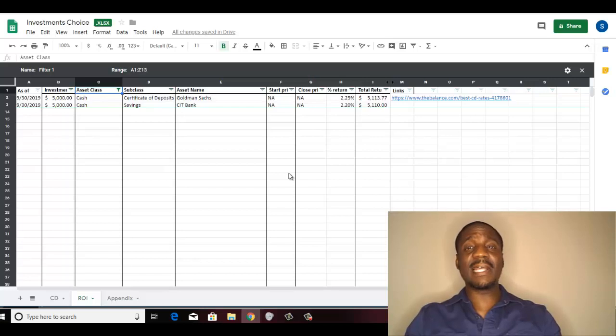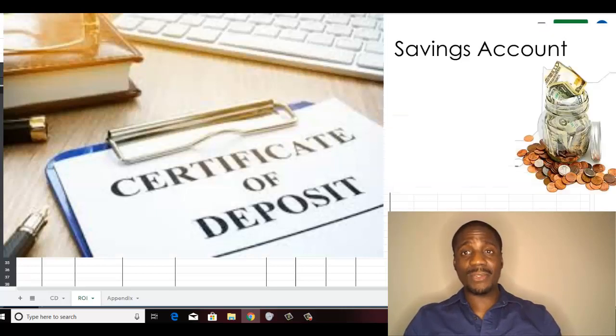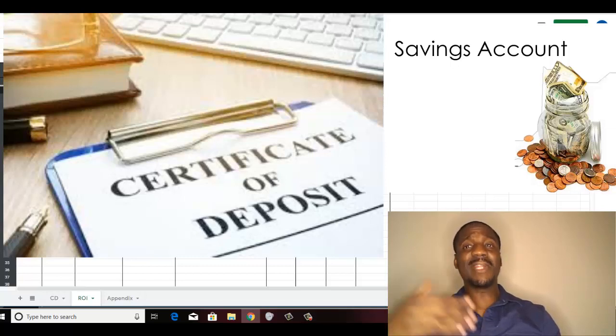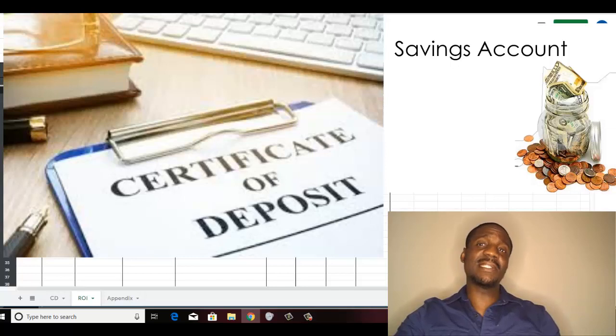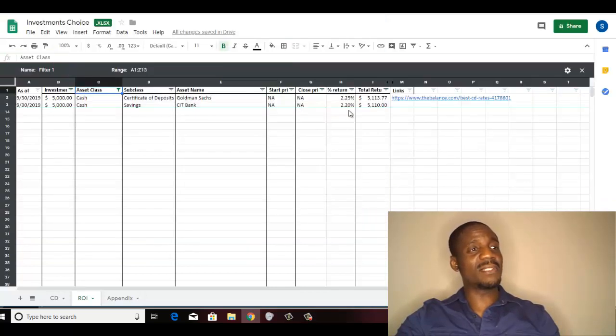Now, the first asset class we're gonna look at is cash. We're talking things like certificates of deposit, savings accounts, things like that. Essentially, these are places where you invest your money and you know ahead of time what your interest rate of return will be. I looked at some of the best rates you can get in savings accounts on the internet, and I found that CIT Bank gives you a savings rate of 2.2%.